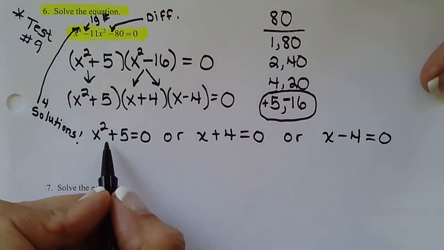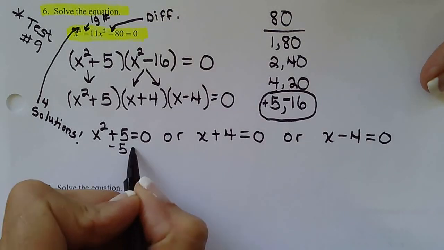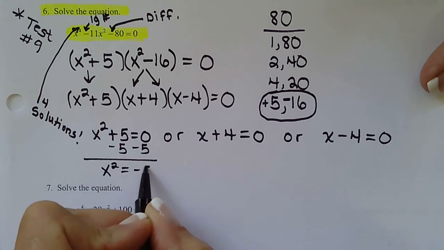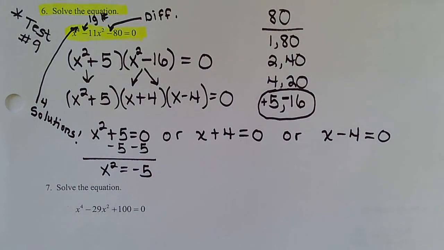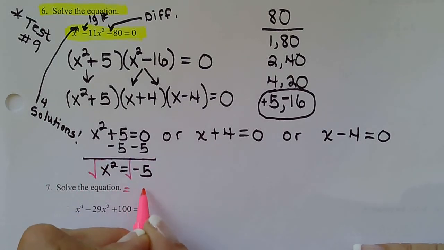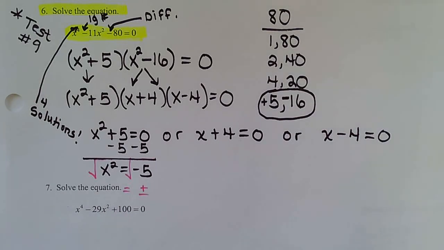So to solve this one, subtract 5 from both sides, and I get x squared equals negative 5. But I don't want to know what x squared is. I want to know what x is. So I square root both sides to undo that x squared. But remember how we learned? Don't forget to immediately add that plus or minus. Otherwise, you're going to be short a solution.